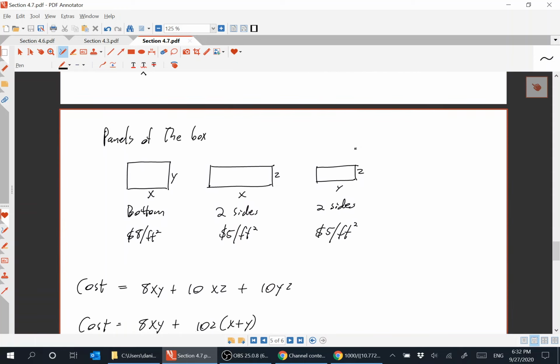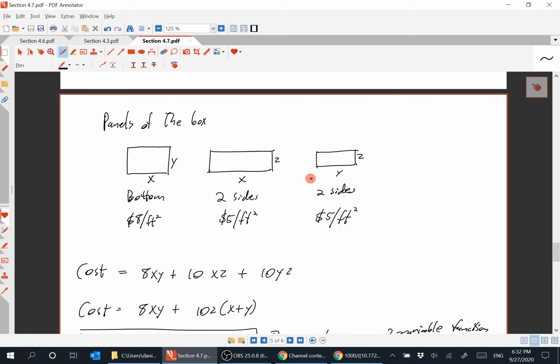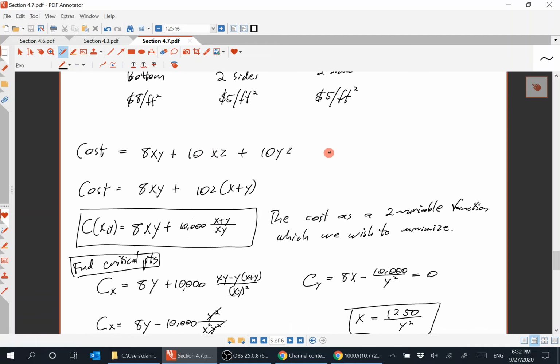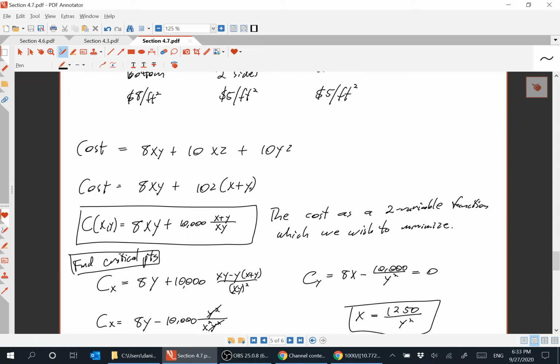All right, let's look at the panels of the box. We've got the bottom panel and the four side panels. XY on the bottom, XZ on two of the sides, front and back, and YZ on the left and right sides. So this is $8 a square foot, $5 and $5 a square foot. So 8 times XY plus 10XZ, because there's two of them, plus 10YZ. So 8XY plus 10Z times X plus Y. But Z is 1,000 over X times Y. So there's the cost in terms of just X and Y.